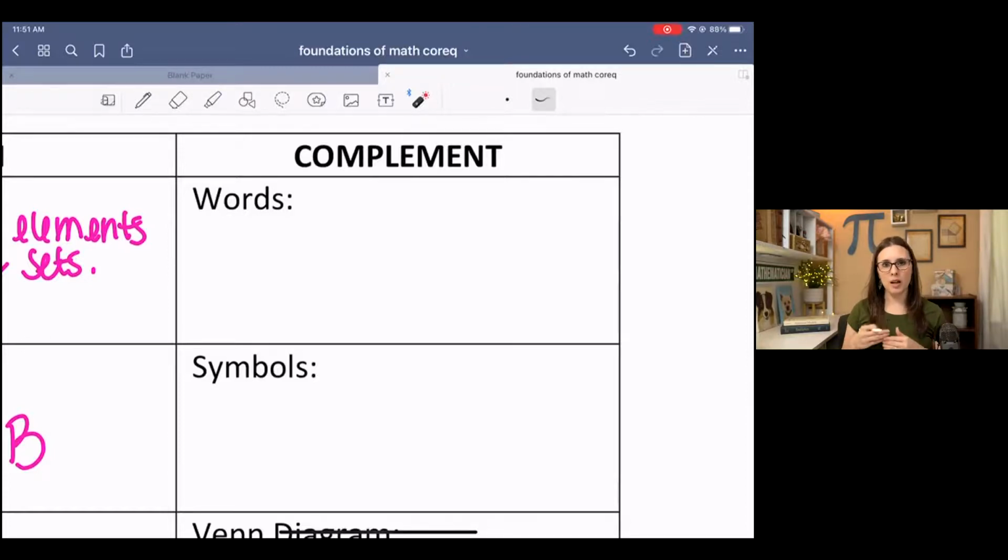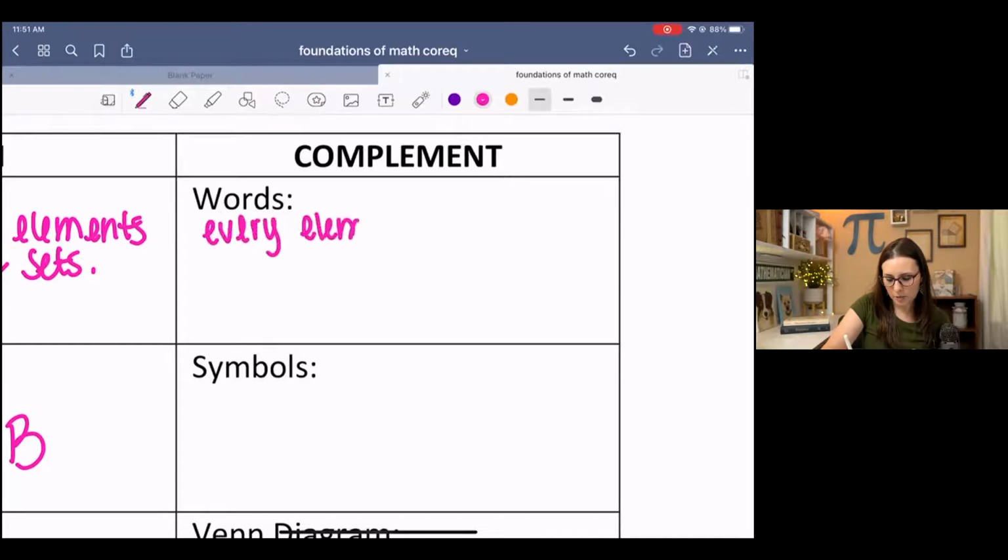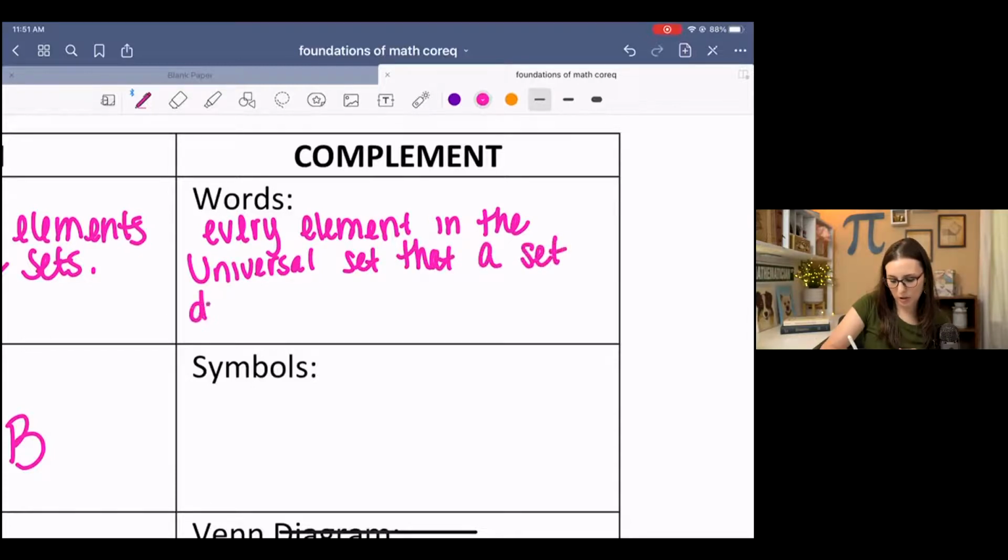And we can apply that to sets. So complement is every element in the universal set that a set doesn't have.